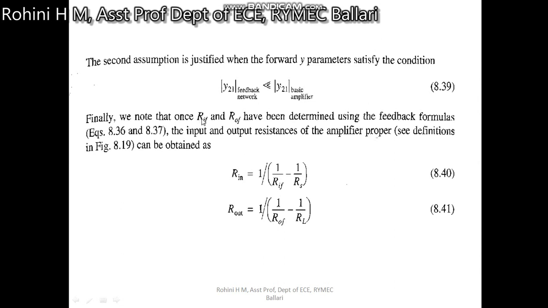So what is RIF and ROF? Rin is equal to 1 over (1 by RIF minus 1 by RS). Similarly Rout is equal to 1 divided by (1 by ROF minus 1 by RL).